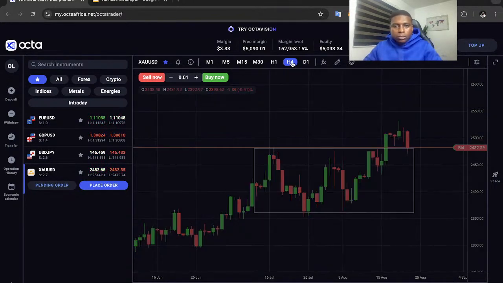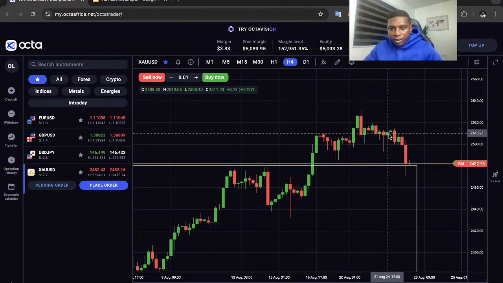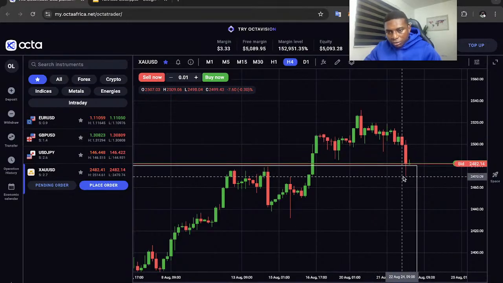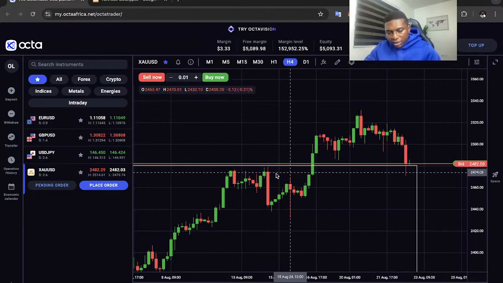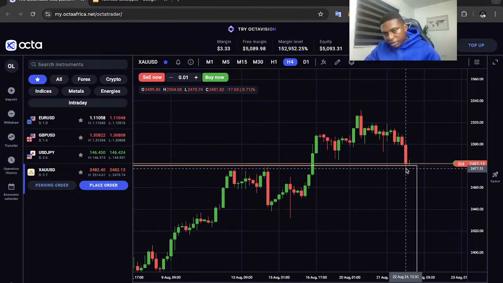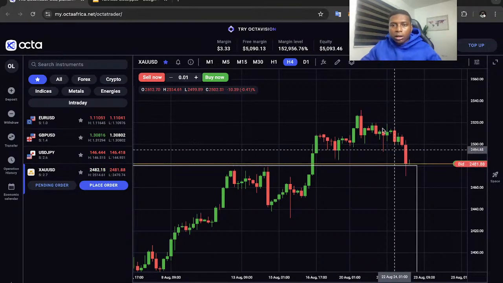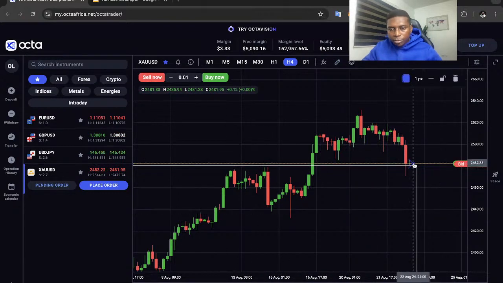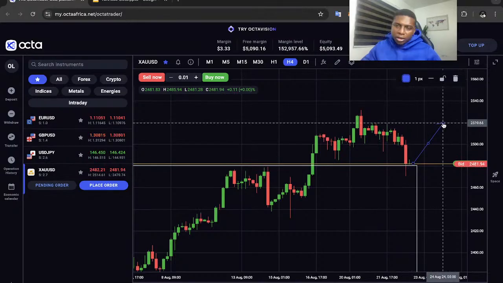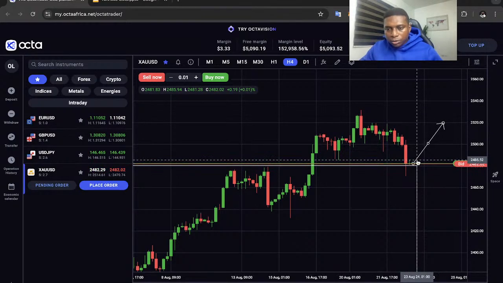Going down to the 4 hour time frame, you can clearly see how price came to touch this level, and then you can see the rejection that came in on gold at this support zone. This was a resistance zone turned support, so you can see how price has been rejected on this level. What I see would most likely happen here is a push up in price, back to that level.